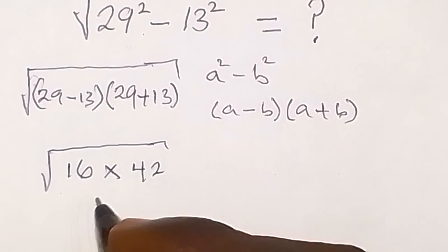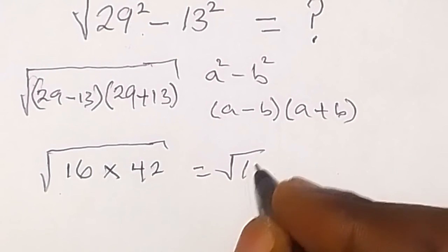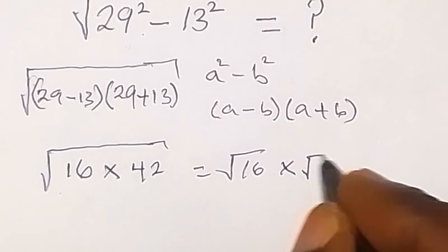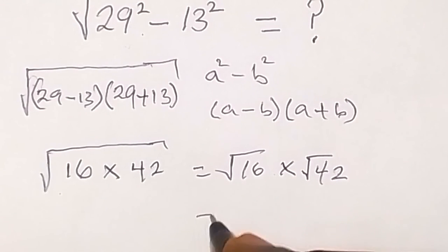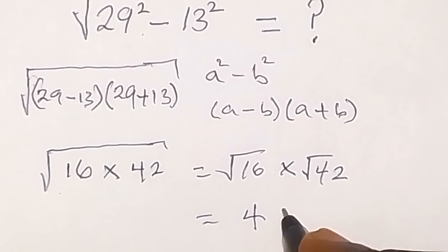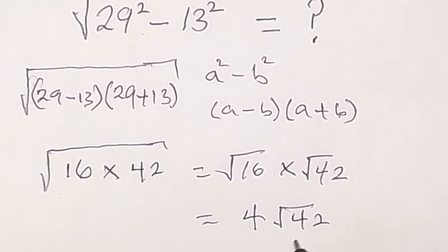and from there we can separate it as well and say this will be the square root of 16 times the square root of 42, and this will be the square root of 16, that's 4, then times root 42, that's 4 root 42. That's the solution to this problem.